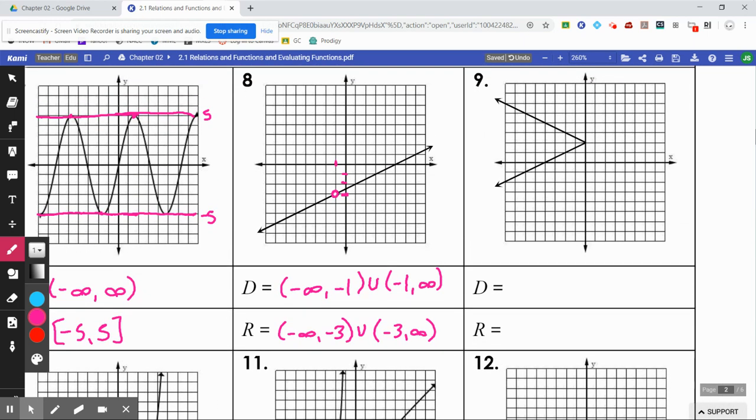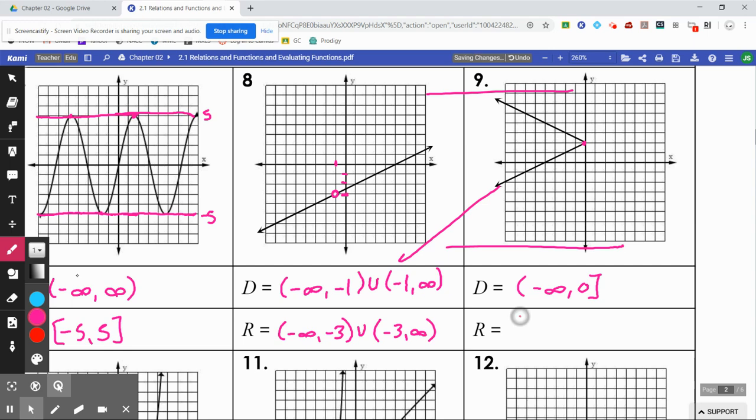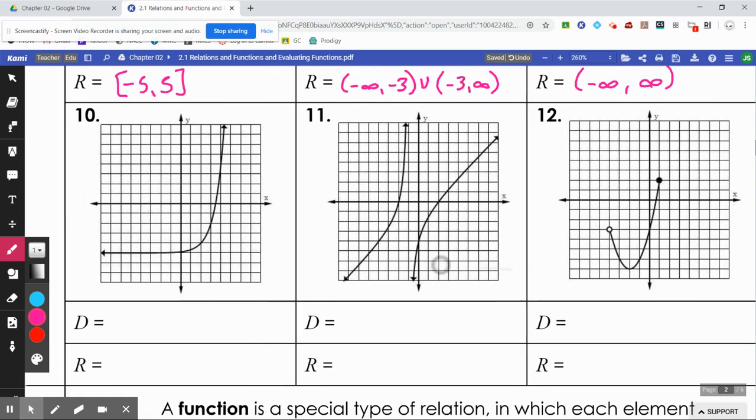Number 9, domain. There's no graph over here. Your whole graph is from negative infinity to here. So how can we write that? That'd be all values from negative infinity up to 0. Now, is 0 included? Well, since this part is part of your graph, yes, it is. Your range, is there graph down here? Yes, it goes down forever. Is there graph up here? Yes. So your range would be all values from negative infinity up to positive infinity. There's no breaks in the range.